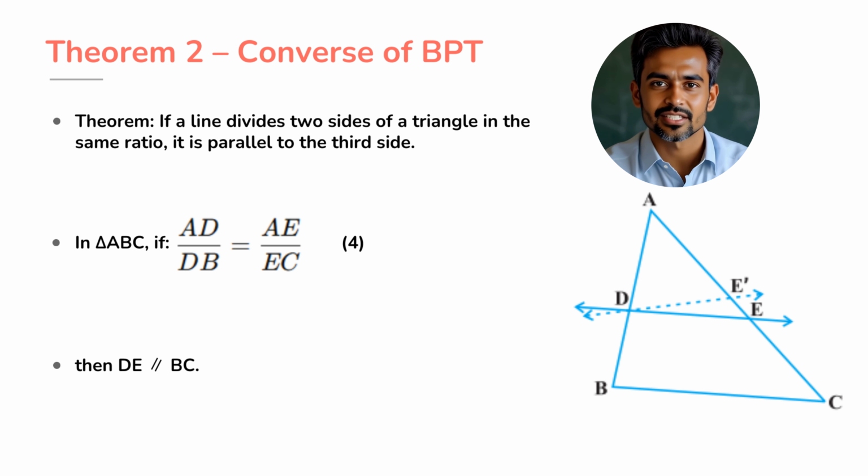The theorem says, if a line divides two sides of a triangle in the same ratio, then that line is parallel to the third side. Let's put this into math form. In triangle ABC, if side AD divided by side DB equals side AE divided by side EC, then line DE must be parallel to side BC. Let's call this equation 4.